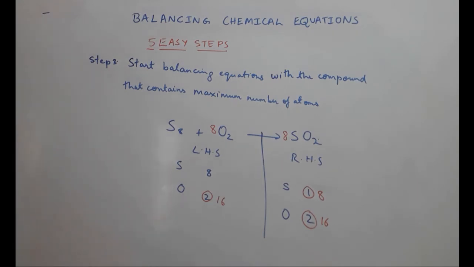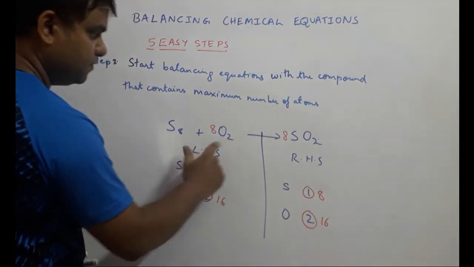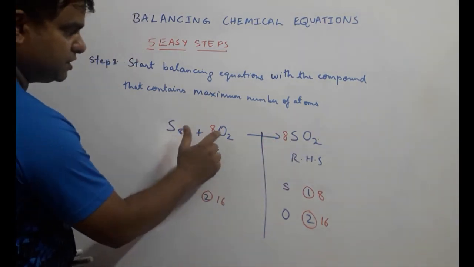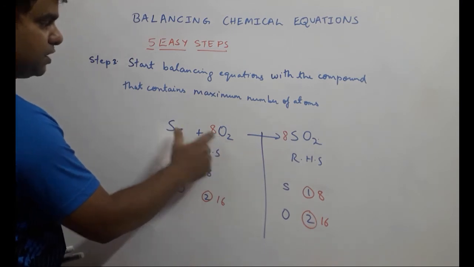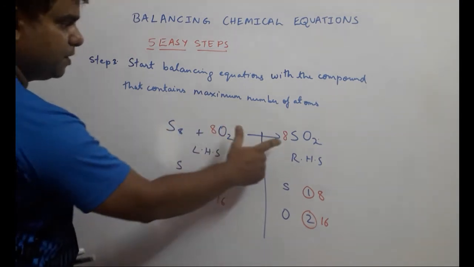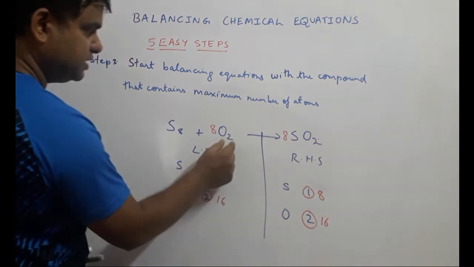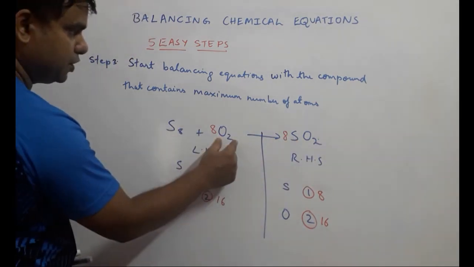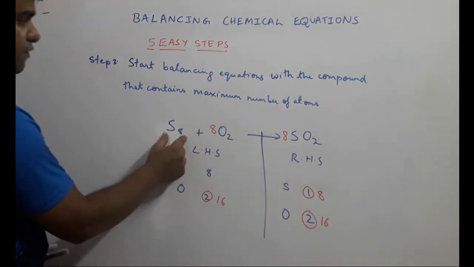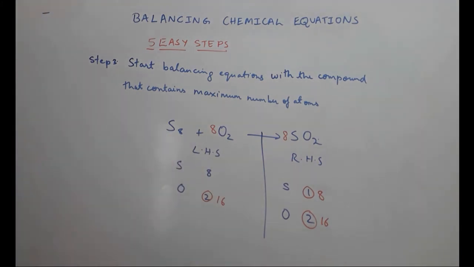Remember, do not touch these subscripts. We only change the coefficient, that is the number, before the elements or compounds. This is a compound, this is our element, this is a molecule of oxygen, this is a molecule of sulfur. Got it? So step 3, to keep in mind that we balance an equation, we begin with the compound that has got the maximum number of atoms.